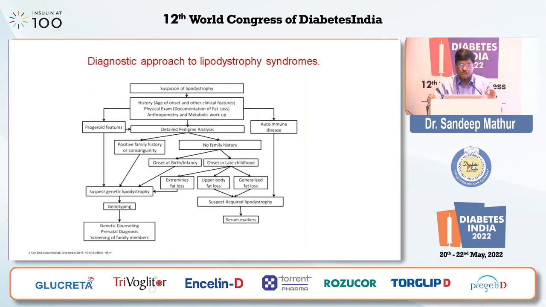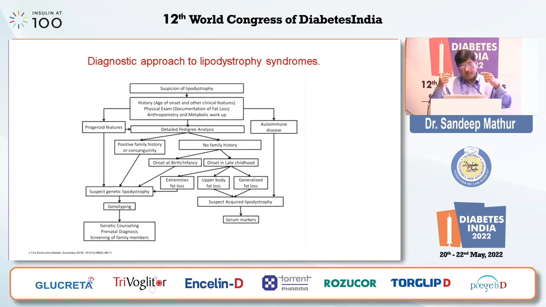Now the approach. Here it is very important. If you clinically suspect lipodystrophy, look into the family history, then go for genotyping. Actually, if you ask me about application of genetics, apart from MODY, I would consider, and I am working on this project also at this moment, that lipodystrophy syndrome could be picked up by whole genome sequencing, whole exome sequencing.